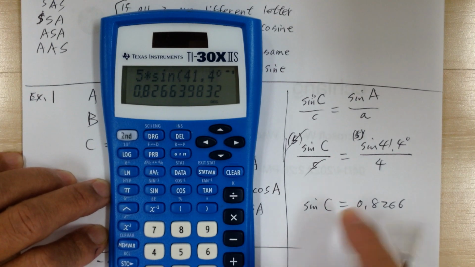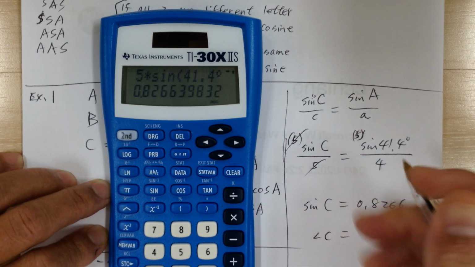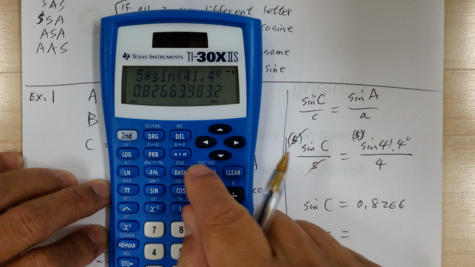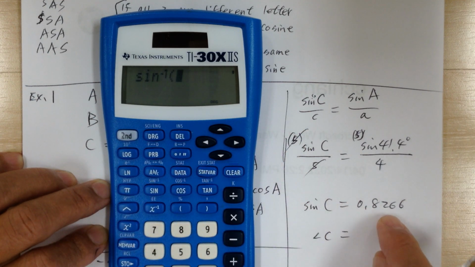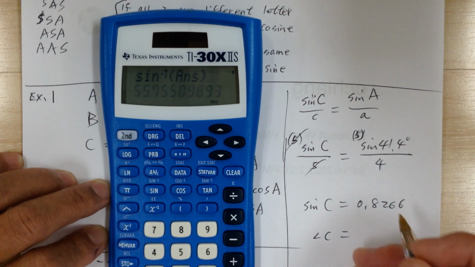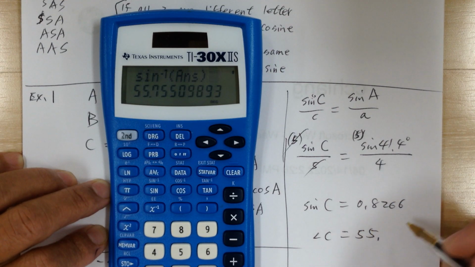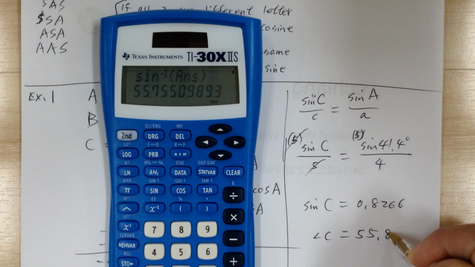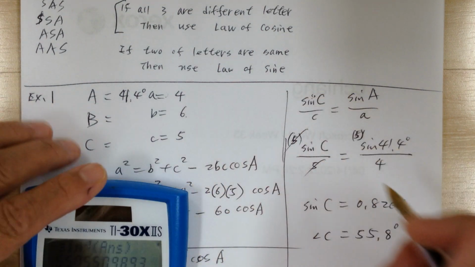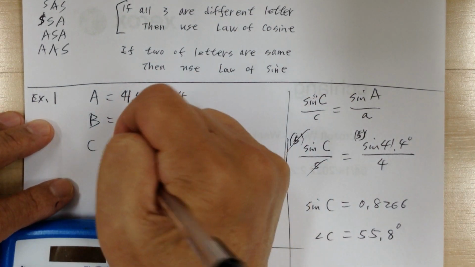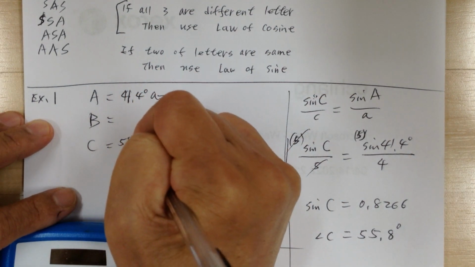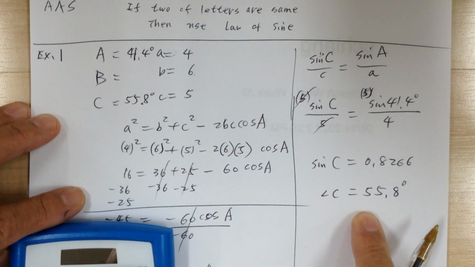So to find angle C, you have to use second sine, right? So you just go second sine of the answer from before. So second answer, equal. So this will give me 55.76. So I round it up to 55.8 degrees. So I get 55.8 degrees.